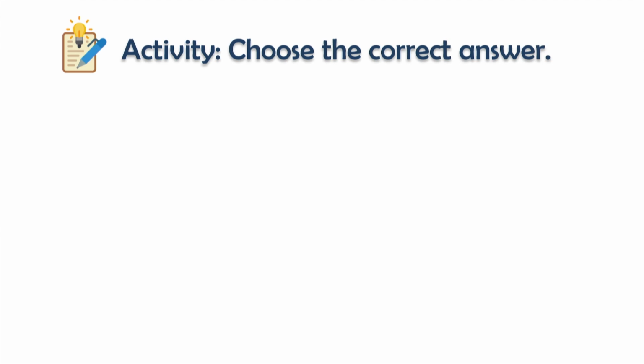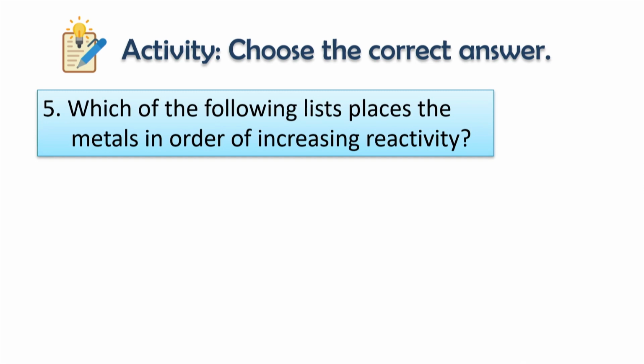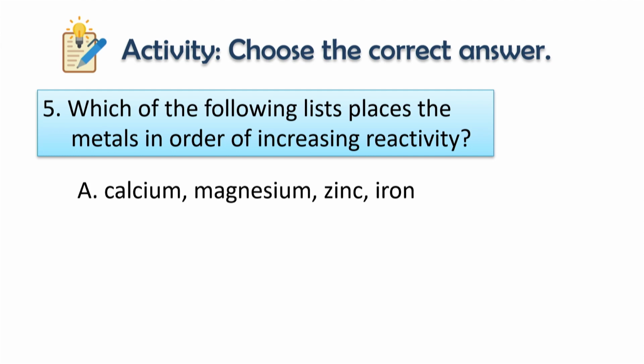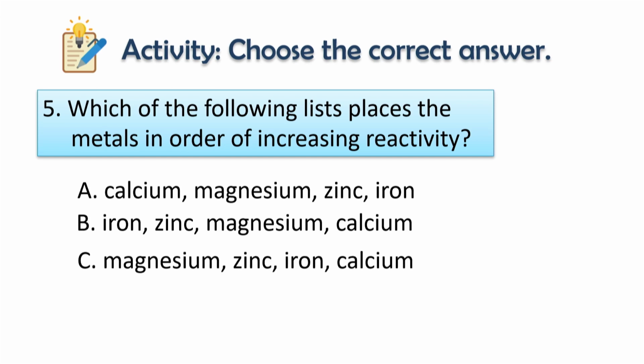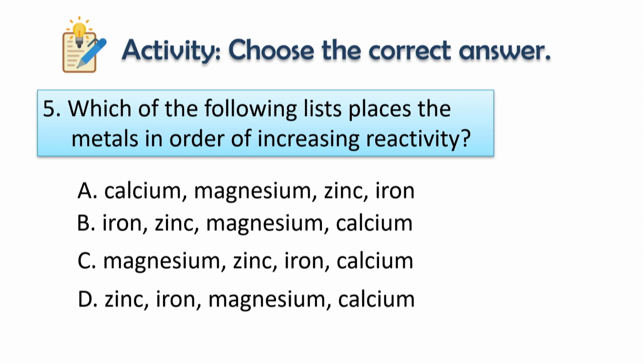Let's try a last one. Question 5. Which one of the following lists places the metals in order of increasing reactivity? Calcium, magnesium, zinc, iron. Iron, zinc, magnesium, calcium. Magnesium, zinc, iron, calcium. Zinc, iron, magnesium, calcium. Be careful with this one.